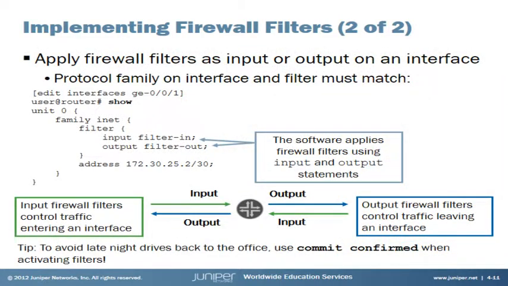Alrighty, so once we've created our firewall filter, now we have to apply it, and we apply it on an interface, just like an access control is. So here's our interface, and we are going under filter, and this is an input filter. It's called filter in, and we're creating an output filter called filter out in this case as well. So apply the filter to the interface.